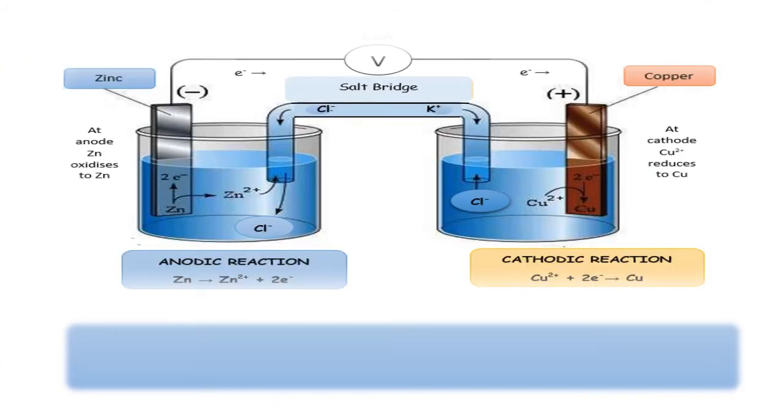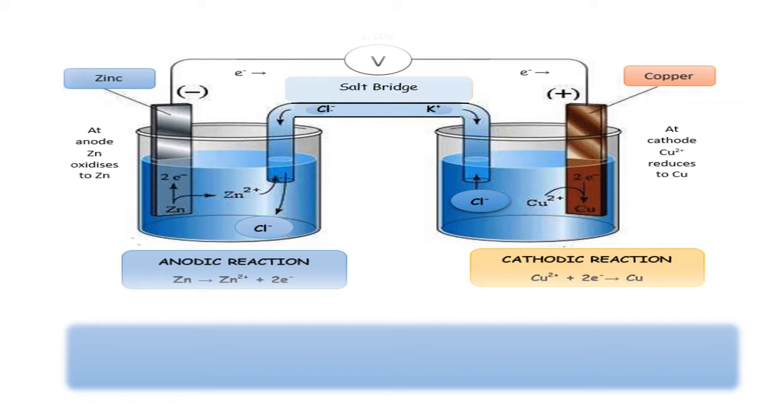You can see the electrochemical cell. Anode is on the left hand side, cathode is on the right hand side. The zinc rod is dipped in zinc sulfate solution, the copper rod is dipped in copper sulfate solution. These two rods are connected by a voltmeter, and the two solutions are connected using a salt bridge.